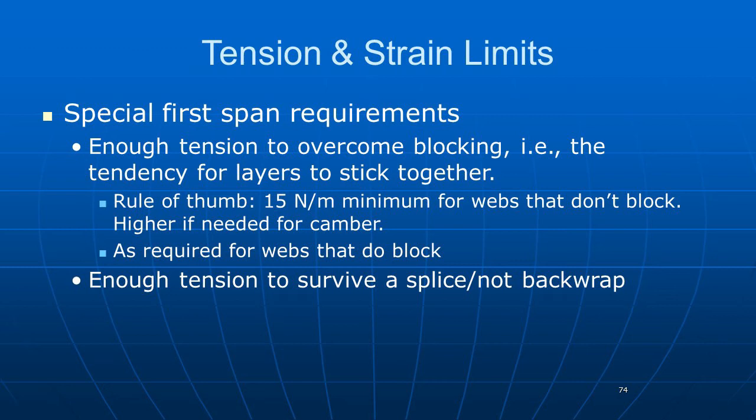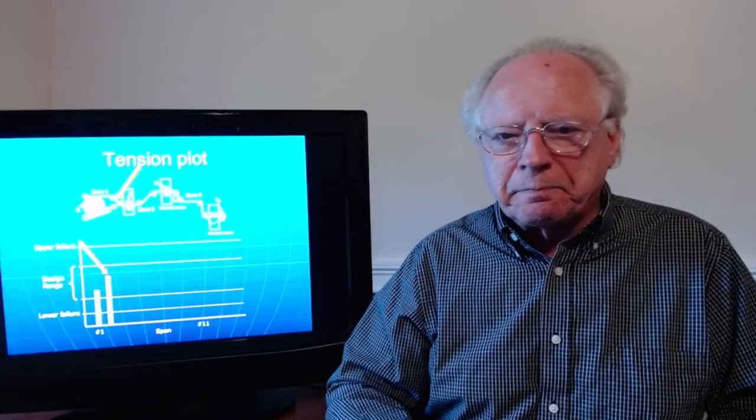And so you need to know where that is, obviously, and have a first span steady state requirement that's high enough that you don't go to zero tension and back wrap a parent roll. So there are some first span things you have to think about that don't apply to any other span.